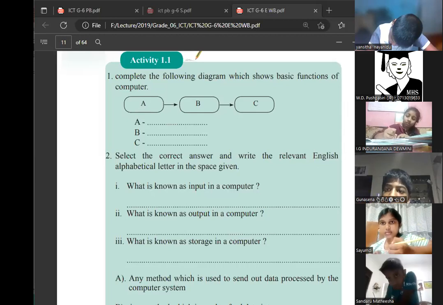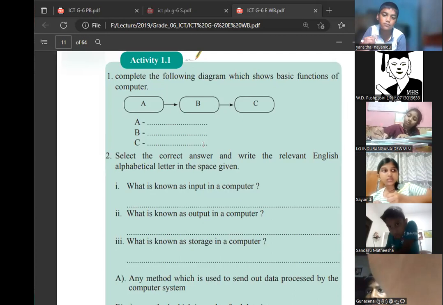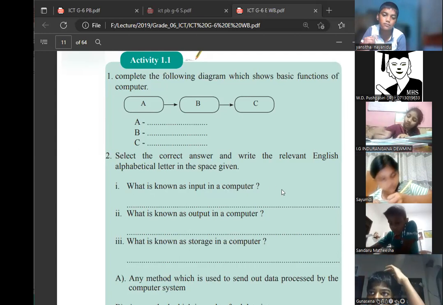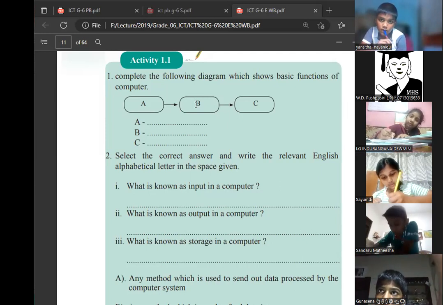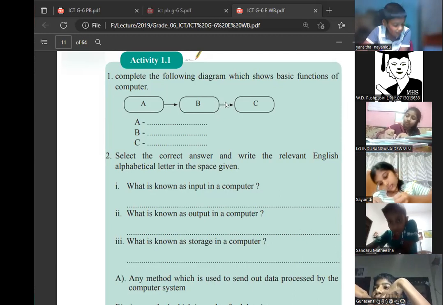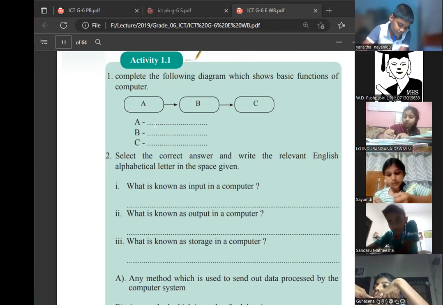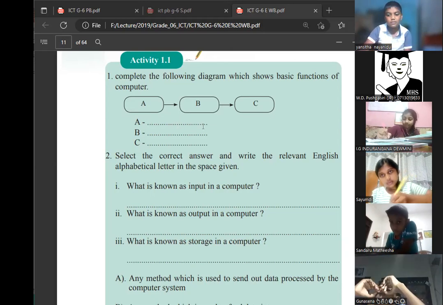B, process. Output. Yes, right, correct. Sandhu, what is A? Input. B, process. C, output. Good. So the answers are correct. You can put A is input, B is process, C is output. Right. You make it right if it is wrong.